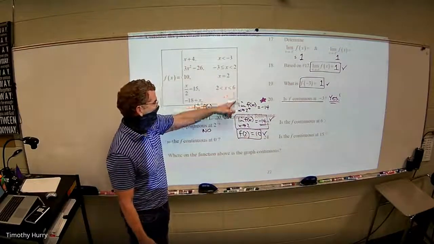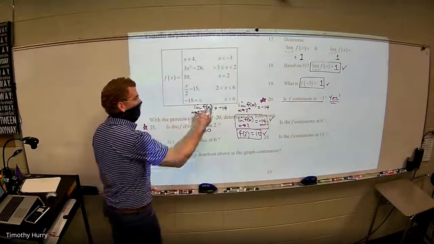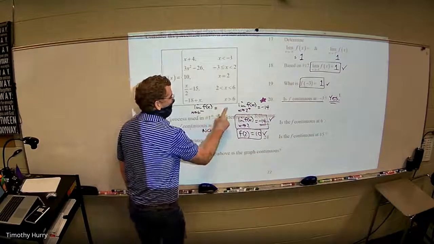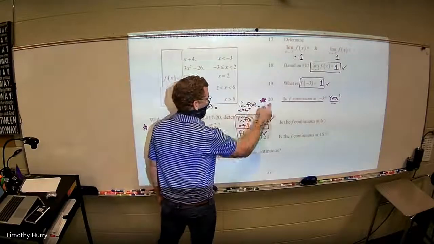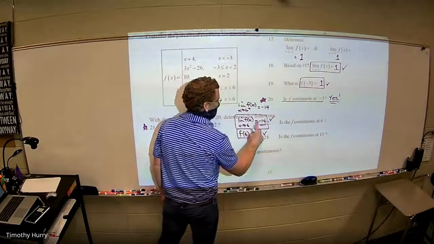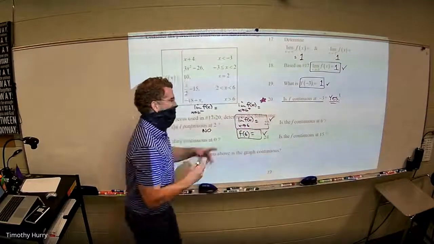So I know there's a break at 2. Then I go to 6. That's the other break point. So I go to 6 and I check the whole thing again. What's the limit of the function as I approach 6 from the left, 6 from the right? I'm going to check the same way.